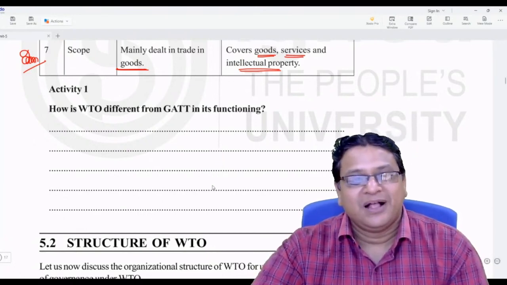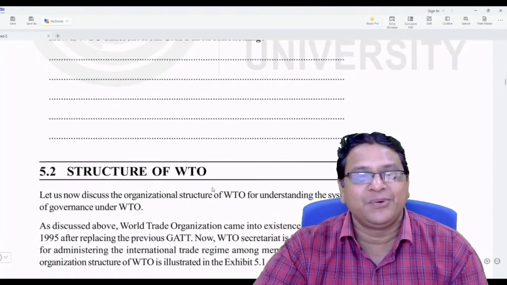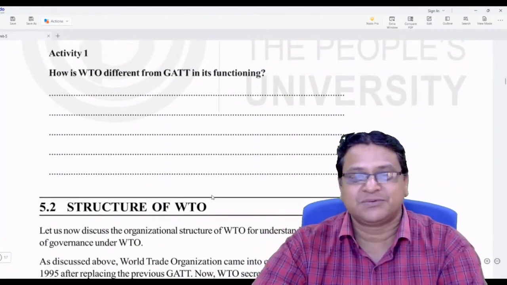So, there is a question, an activity related question: how is WTO different from GATT in its function? I hope this question is clear.